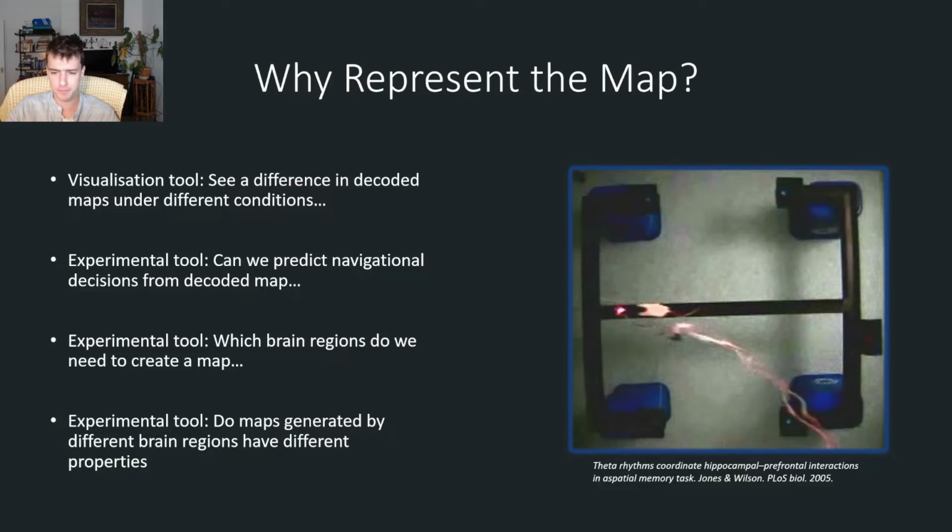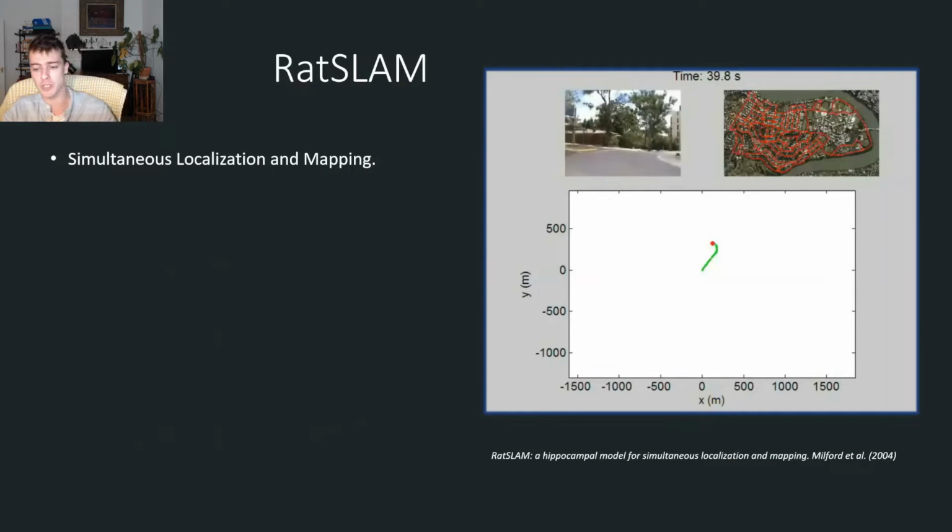But how are we going to do this? Well, the algorithm we're going to use to generate our maps is a modified version of the RatSLAM algorithm. So SLAM stands for simultaneous localization and mapping.